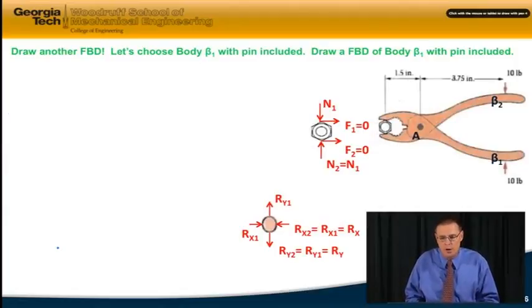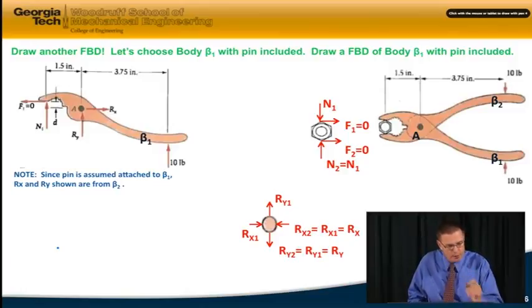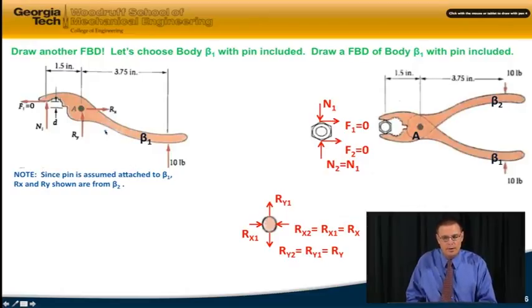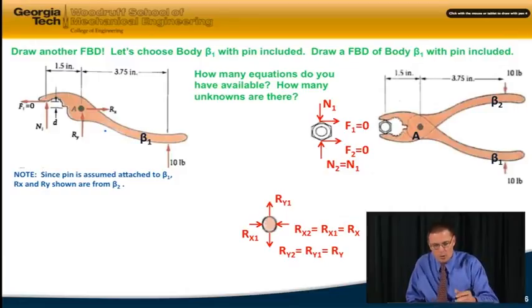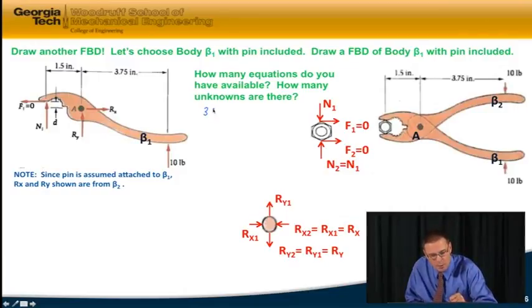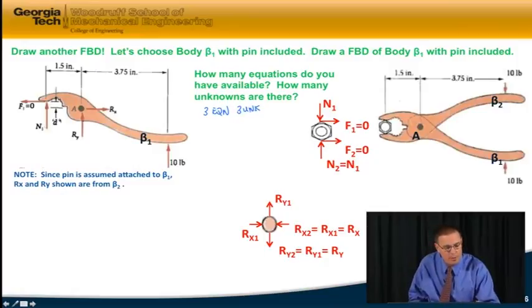So I'd like you to draw a free body diagram of B1 with a pin included yourself, and then we'll do it together. Okay, this is the result you should have come up with. You will notice that I've drawn Rx and Ry as being from body B2, so they're opposite the direction that they were on the pin, acting on body B1 and the pin together. So how many equations and how many unknowns do I have now? Well, I'm going to have 3 equations, and I only have 3 unknowns, this being N1, Rx, and Ry, so we can solve for those directly.